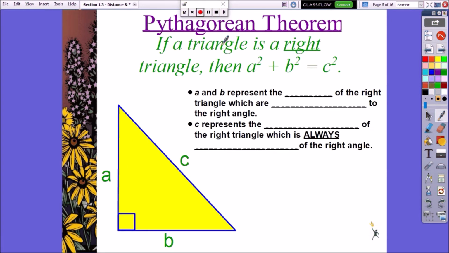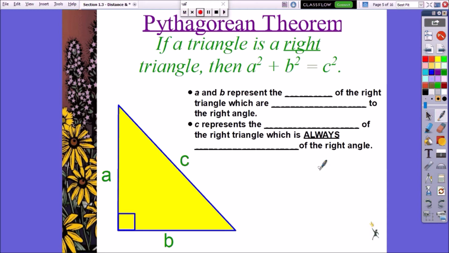So the Pythagorean theorem. If a triangle is a right triangle, this has to be a right triangle. And I know we really haven't gotten into classifications and what right angles look like, but I'm pretty certain that from previous experience, you know that a right triangle must have a right angle in it, and a right angle is a 90-degree angle. Okay? So we need to see a right angle, which is usually a little box down in the corner. Now, if we have a right triangle, then a squared plus b squared equals c squared.